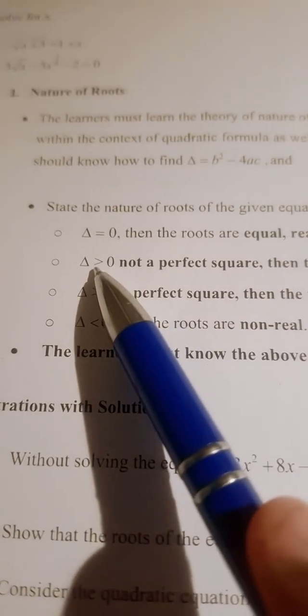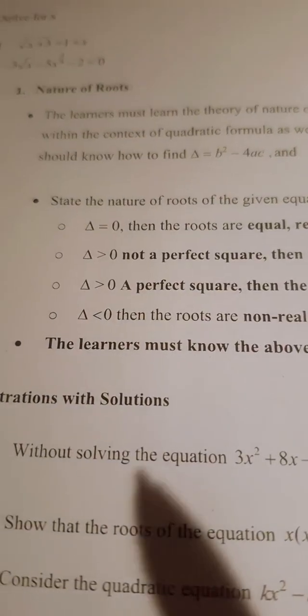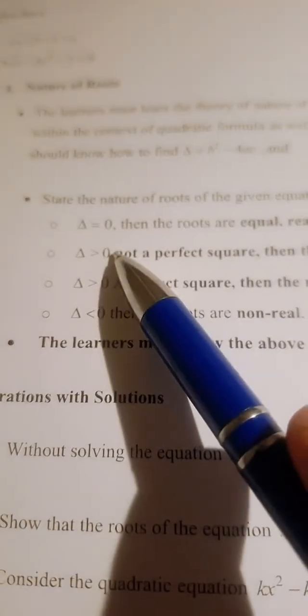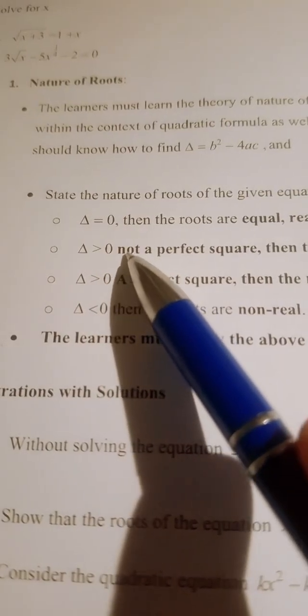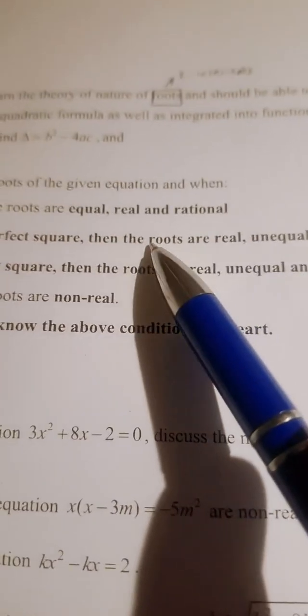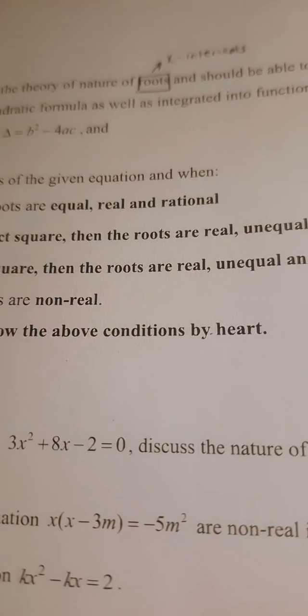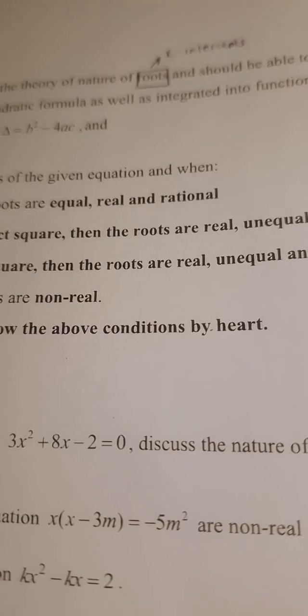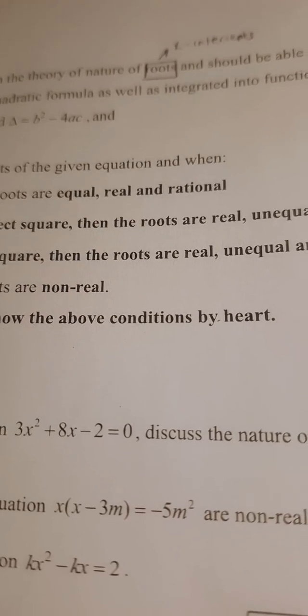An example would be if, let's say, delta is equal to 50. The number 50 is not a perfect square. So what can you conclude if you get an answer of delta is equal to 50? Since 50 is not a perfect square, you can conclude the following: the roots are real. Of course, the roots are real because 50 is a number that is greater than 0. So you say the roots are real.